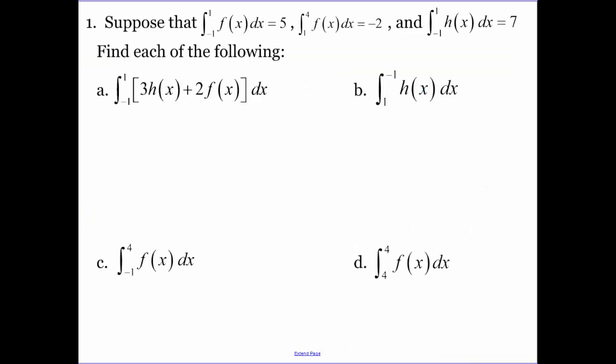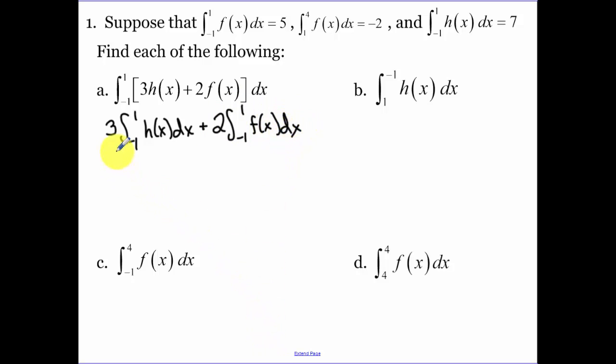Okay, so we did this type of thing when we were talking about derivatives. Now we're going to be doing integrals. So what I can do is I can take 3 times the integral from -1 to 1 of h of x dx plus 2 times our integral from -1 to 1 of f of x dx.